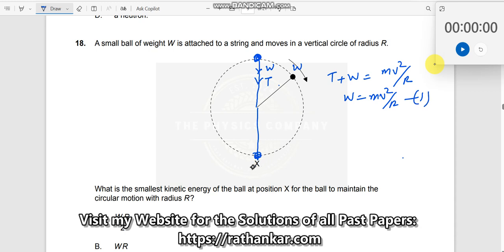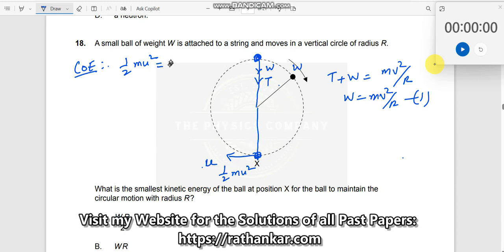Then if the particle comes here, it should have the energy to start from here and go until here. Now let us say the velocity at this point is u, which means it will have a kinetic energy equal to half mu square. Now let us apply conservation of energy. What does conservation of energy say? The energy at point x is half mu square, and this should be equal to the energy at this point.